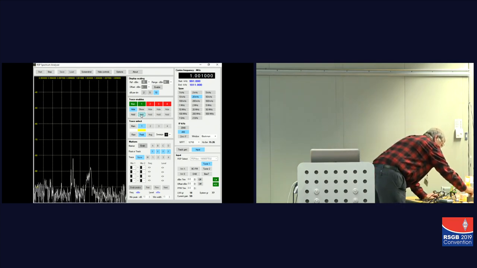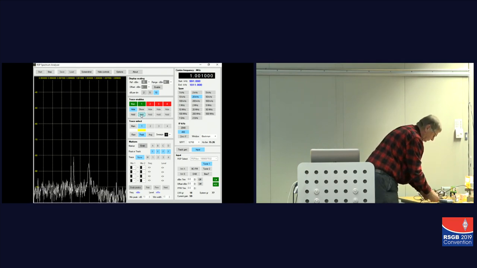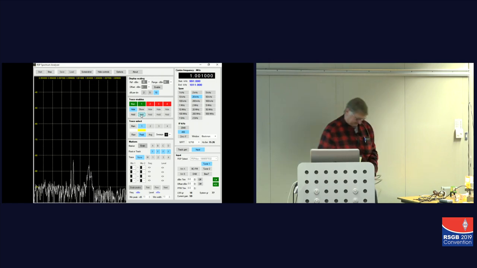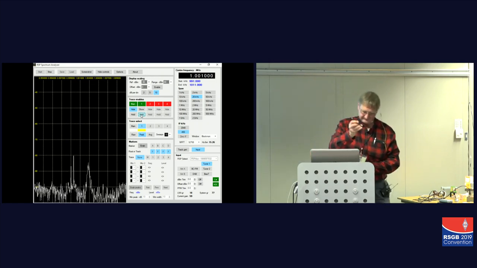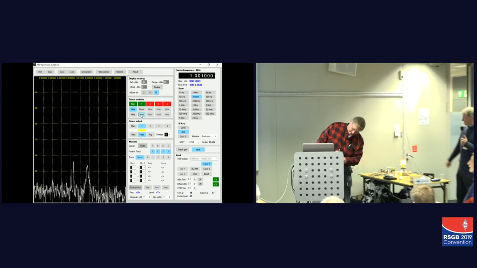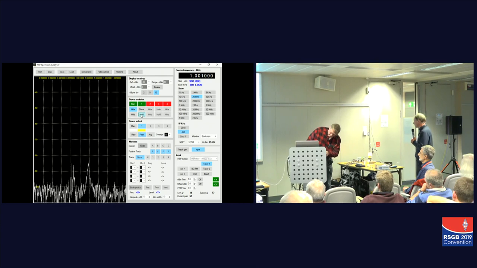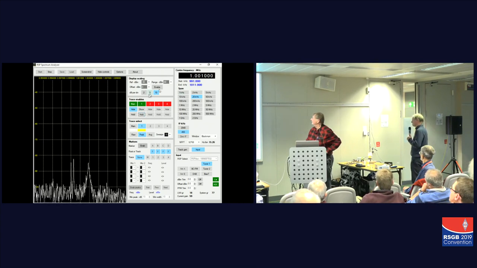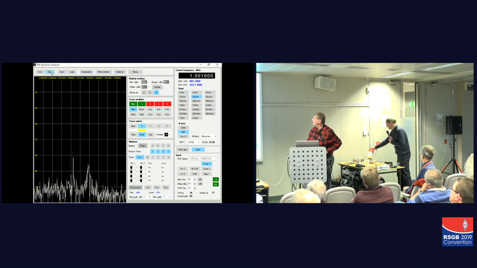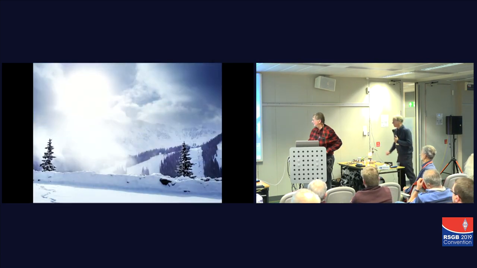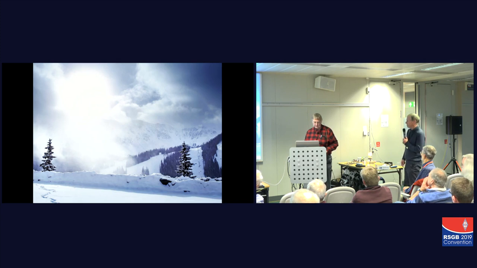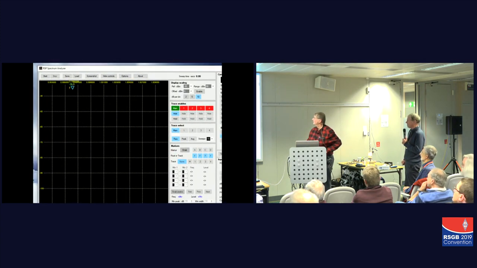Right, okay, so I'm going to plug that in there. Right, so this is a homebrew LISN, a line impedance stabilizing network, which basically measures the conducted emissions onto the mains. And so we have here a very nice LED light bulb. It was the quiet one from the demo.